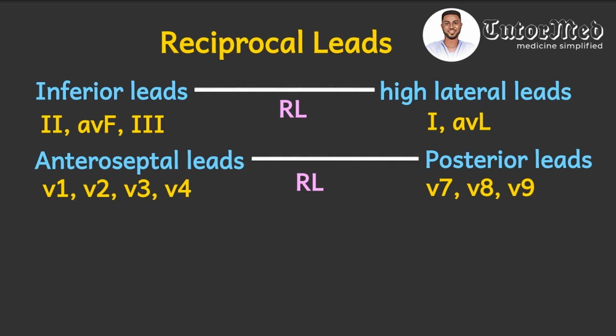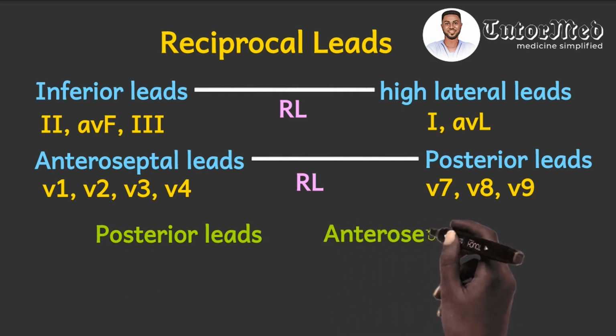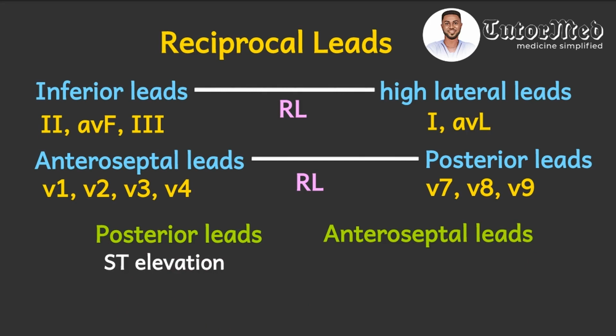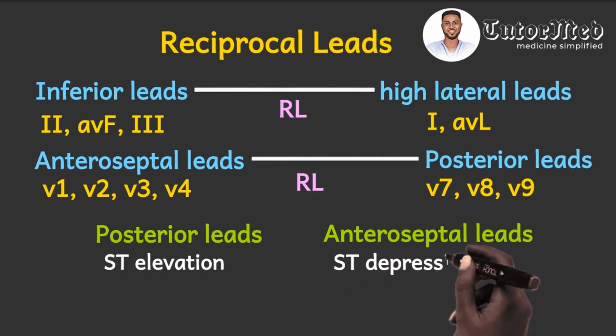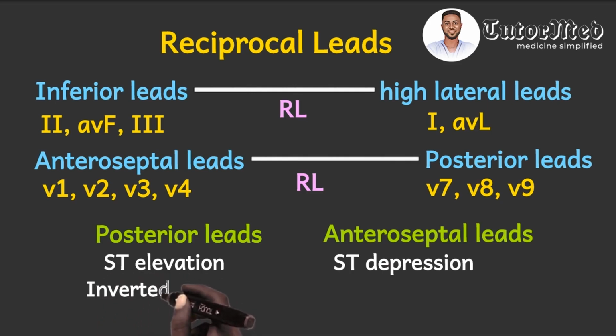And so let's demonstrate this logically even before we look at the criteria. And so we have the posterior leads and the anteroseptal leads. So what you are saying is that whatever happens in the posterior leads, the anteroseptal lead will produce a mirror of that. That is the opposite of that. And so if we have ST elevation in the posterior leads, what do you think the anteroseptal lead would show us? Yes, you guessed right. It will show us the ST depression. If the posterior lead is showing an inverted T wave, the anteroseptal leads will show an upright T wave.